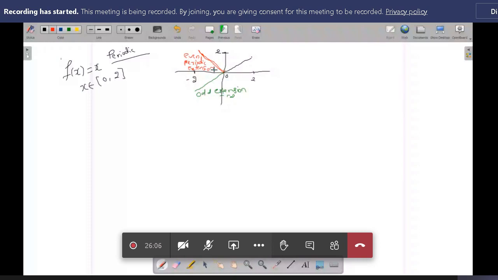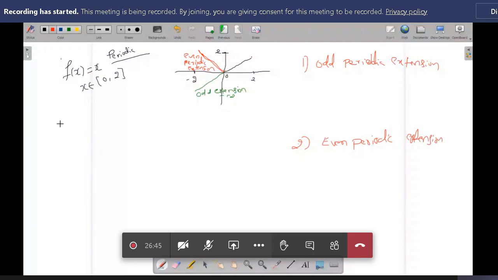So given any function over a half range that we wish to extend to the full range, we have two options. One is an odd periodic extension. The other one is even periodic extension.